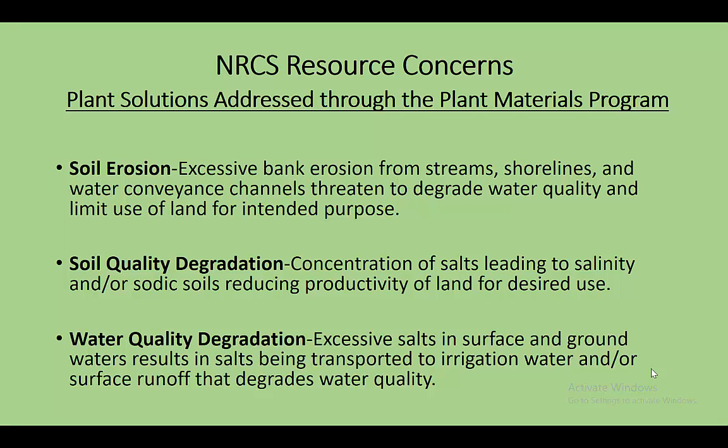Some of the addressed resource concerns within NRCS that plants or plant solutions can actually help with, and that we're looking at in our plant materials program, are things like soil erosion, so establishing a good buffer along the edge of the field to control erosion. Soil quality degradation, again, the increased amounts of salts in the soil, reducing the productivity of that land. And water quality degradation. So, in localized areas, groundwater quality is also impacted by this problem.